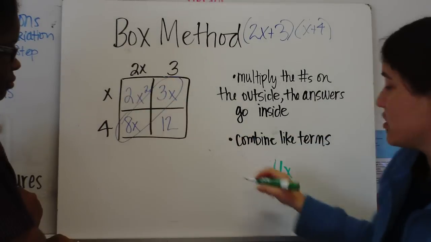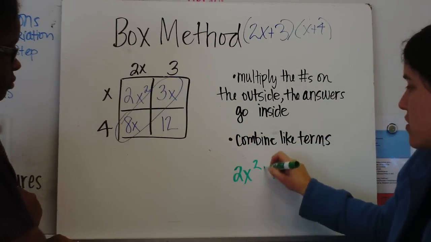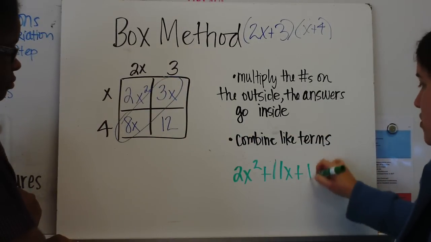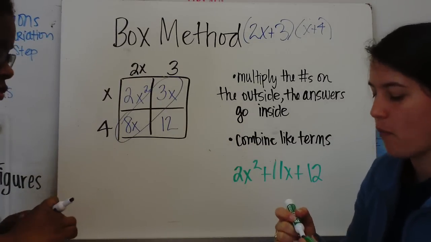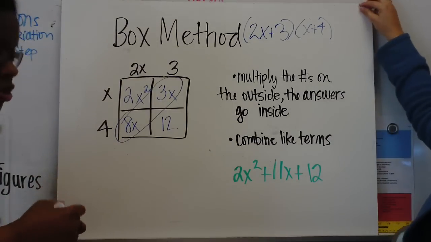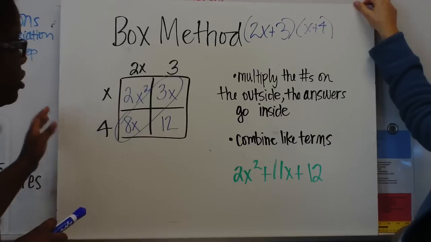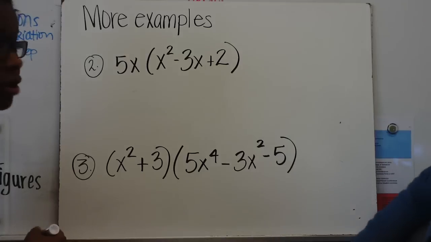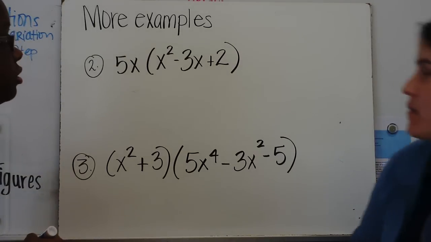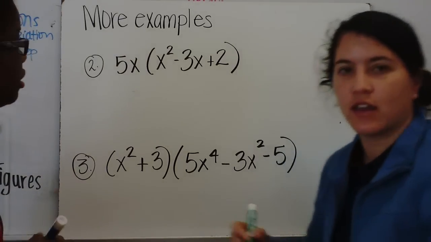You can't combine anything with 2x squared, 2x squared, and then your plus 12. So we still get the same answer using the box method. We wanted to stress that we're showing you two different ways, and you are to choose whichever way you like the best. Both ways work for any type of problem. So we're going to do more examples.